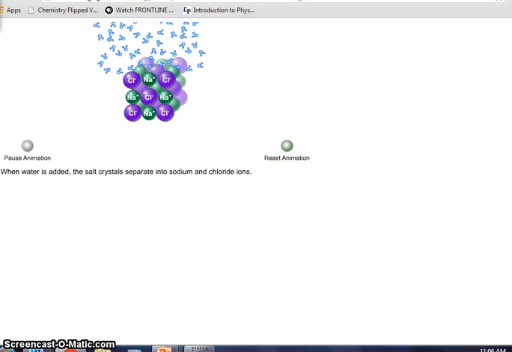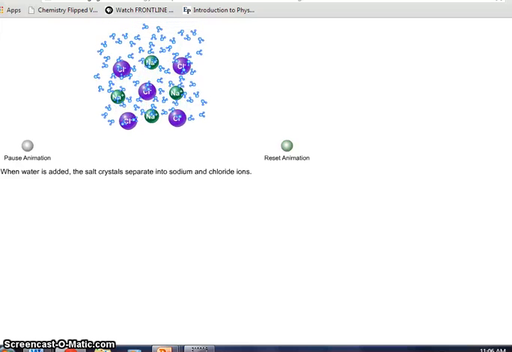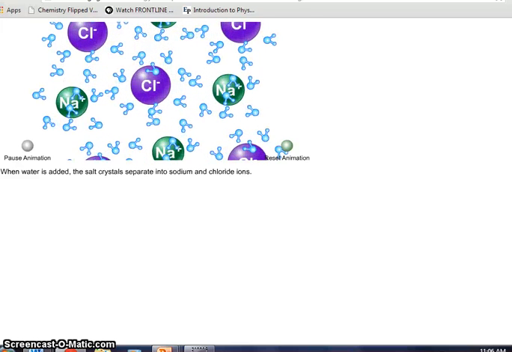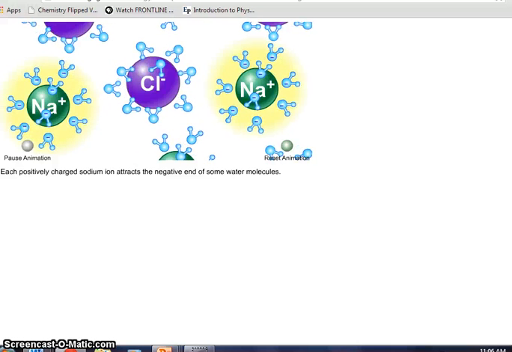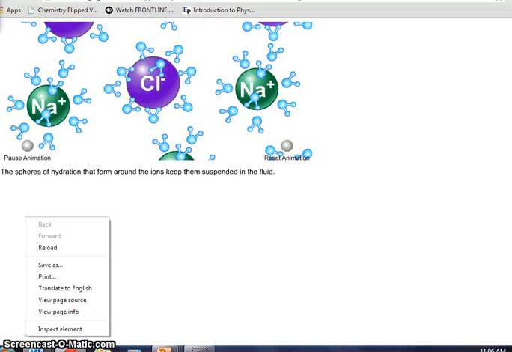So here come our little water molecules with the 1 oxygen and 2 hydrogen atoms. And when the water is added, the sodium chloride crystals are separated. Each positively charged sodium ion is attracted to the negative portion of our water molecule. And at the same time, the negatively charged chloride ions are attracted to the positive end of our water molecule. And the spheres of hydration that form around these ions keep them suspended in water.